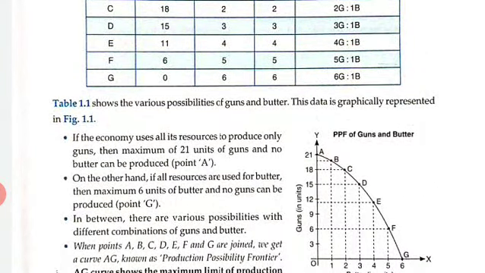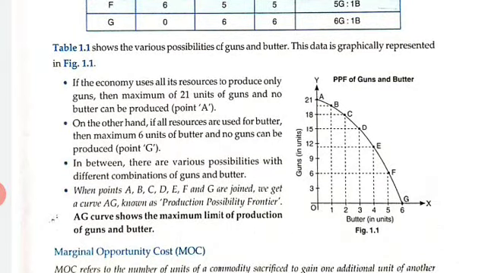Suppose in the economy, with whatever technology and resources it has, if the economy uses all its resources to produce only guns, then a maximum of 21 units of gun and no butter can be produced at point A, if you refer to this graph. On the other hand, children, if all the resources are used for butter, then a maximum of 6 units of butter and no guns can be produced at point G. In between A and G there are various possibilities with different combinations of gun and butter. When these points A, B, C, D, E, F and G are joined together, we get a curve called curve AG.